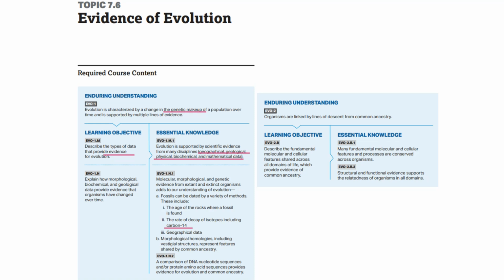Again, homologies, morphological, which is like vestigial structures, and it's shared by common ancestry, which is something Darwin thought about, and a comparison of DNA sequences, which we'll practice in class and also in this video. And then we're linked by lines of descent from common ancestry.